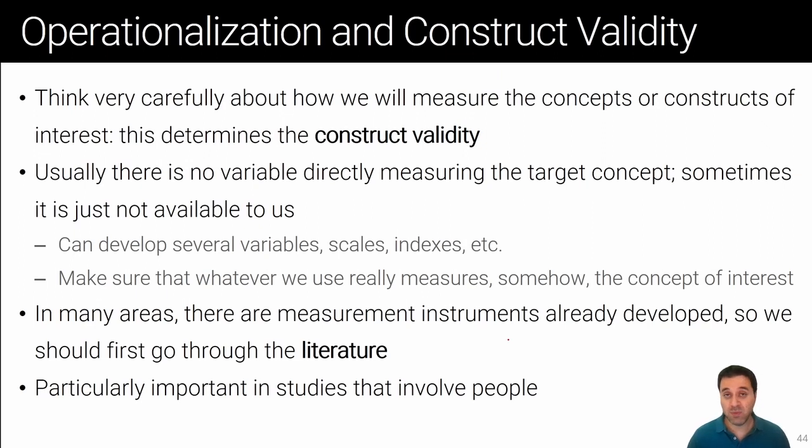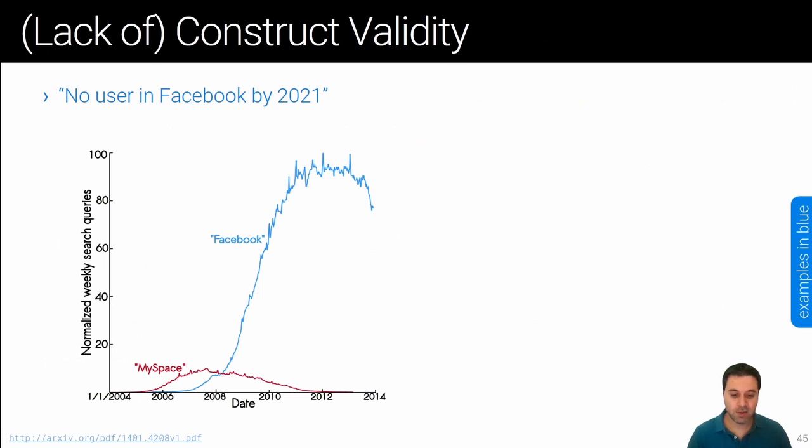And it's particularly important if we're measuring something about people, because we are complex creatures. So we have to really think very hard about what we're measuring and how that relates to the concept we want to measure. Let me give you an example. This figure is from a paper from a few years ago by some people from Princeton. And what they were claiming in the paper was that Facebook would have no users by 2021.